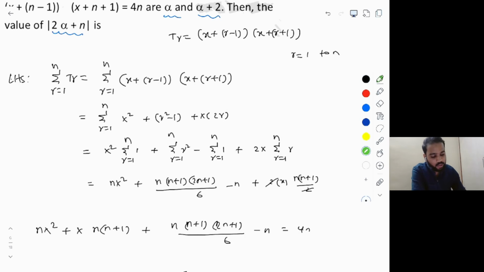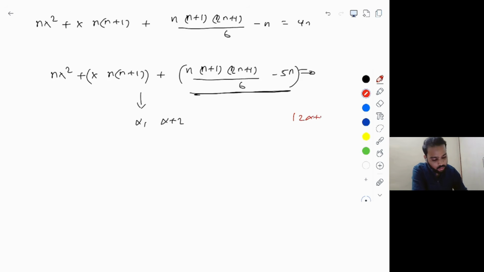And the more important part is to concentrate on what is required here. We have to find out the value of modulus of 2 alpha plus 1. Okay. So you have to get the proper idea that you have to apply the sum of the roots here. Don't go for finding the roots of the equation. It will take a lot of time and it's very hectic. Don't even go for that.